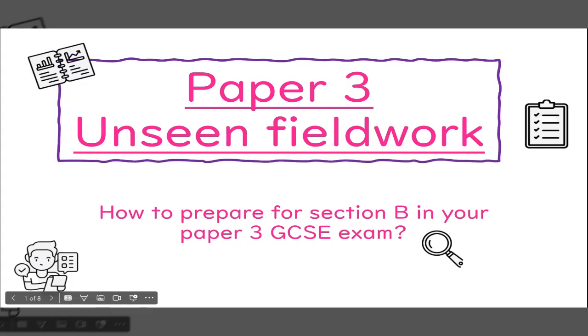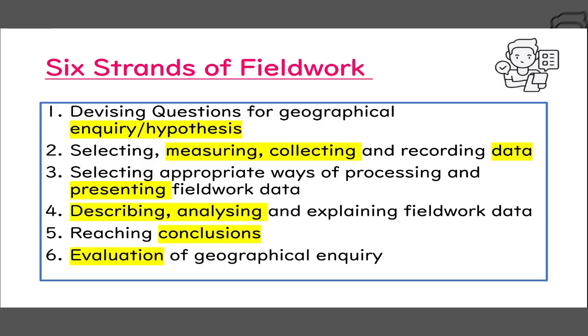So, just some revision for paper 3 for your unseen fieldwork section. So, how to prepare for section B in your paper 3 GCSE exam. There are two other videos on your human fieldwork and your physical fieldwork, which will all be section B of your paper 3. So, there are 6 strands of fieldwork.